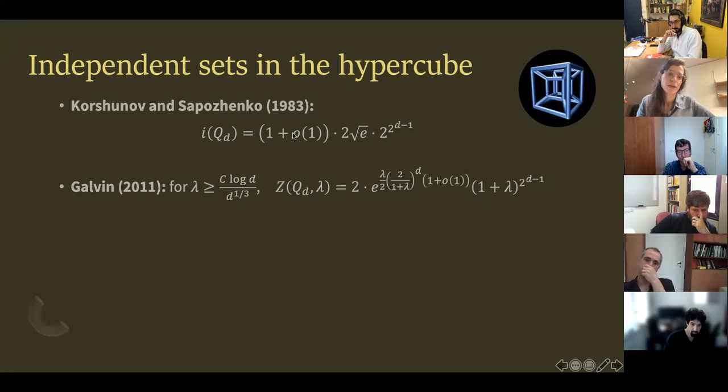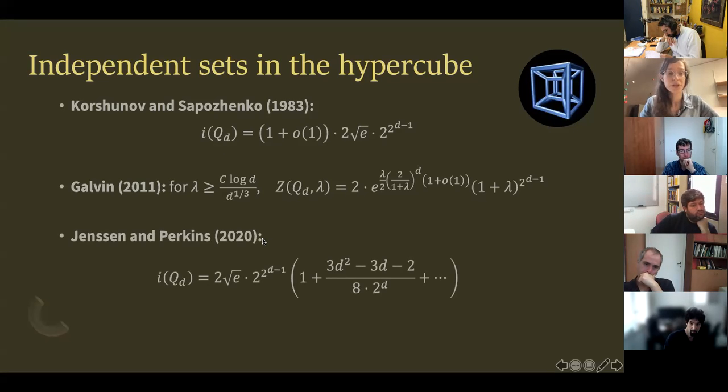Next we want to see if we can improve this little o of 1 term. Maybe we can give a more accurate result here. This was done very recently by Jenssen and Perkins, who gave a formula and an algorithm to calculate this little o of 1 term. I just wrote the first expression here, but you can calculate as many as you wish. They also did the same thing for the general hardcore model. I just mention here the case that lambda equals 1, but this generalizes for all the relevant lambdas, also from the result of Galvin.